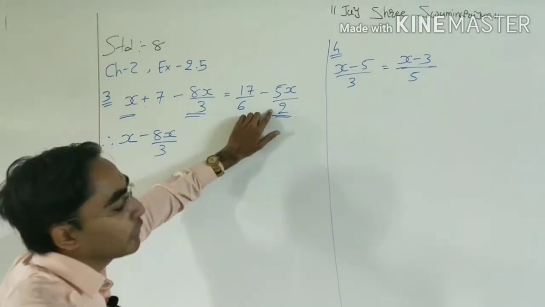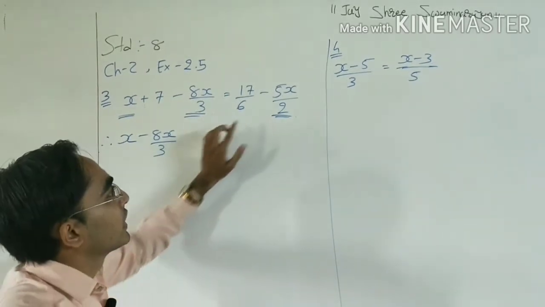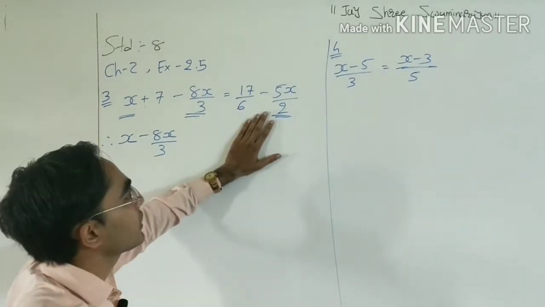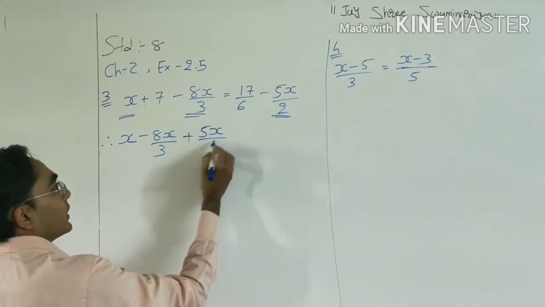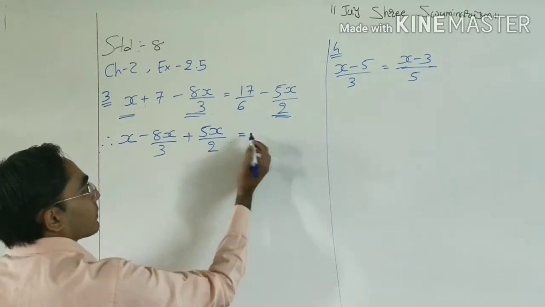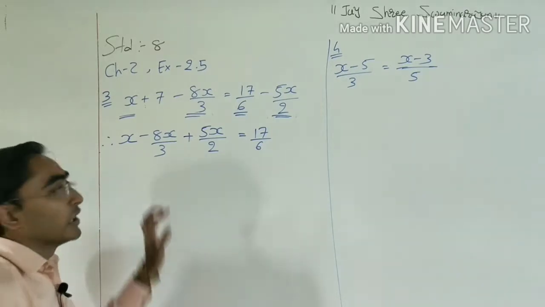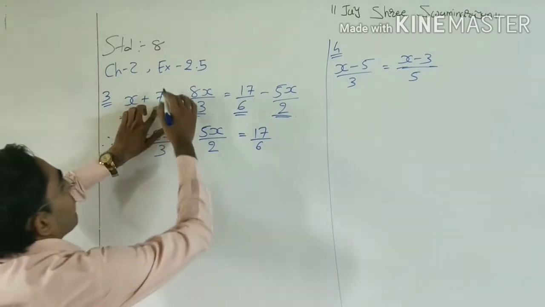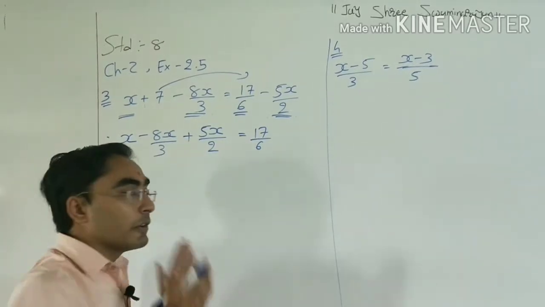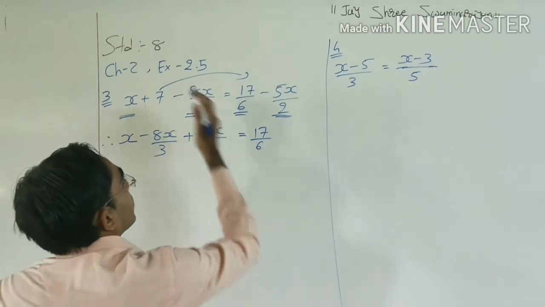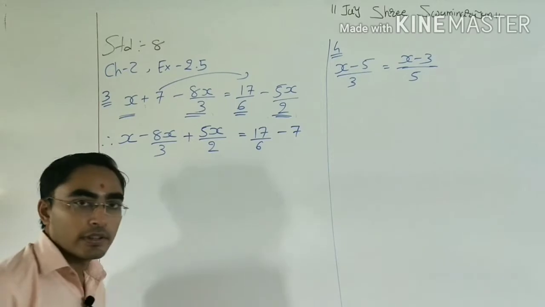Now we need to transfer this minus 5x by 2 from the right hand side to the left hand side. Right now it is negative, so if we transfer this term to the left hand side, it becomes positive. Okay, then equals, here we have 17 by 6. This is also one numerical term. We need to transfer this plus 7 to the right hand side because we want our numerical term on the other side. So transferring this plus 7 to the right hand side, it becomes minus 7.